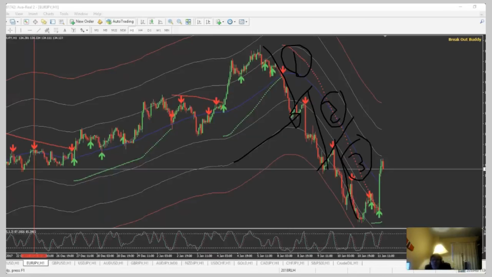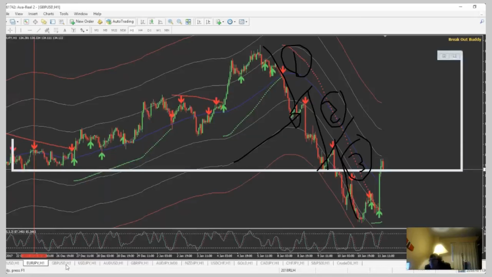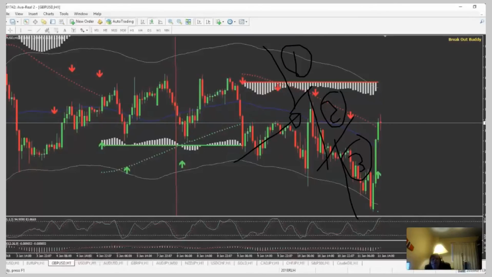This was a time to be going the other way. We had our green dots here, green arrows, so this was tradable to the upside. That made a huge move up. So what else do we have here of interest? We use our indicator. Turn off that.